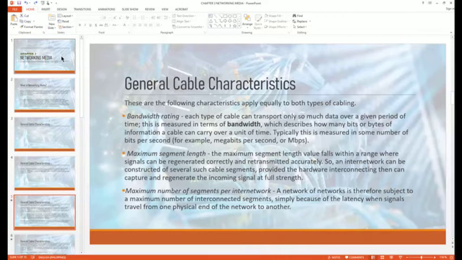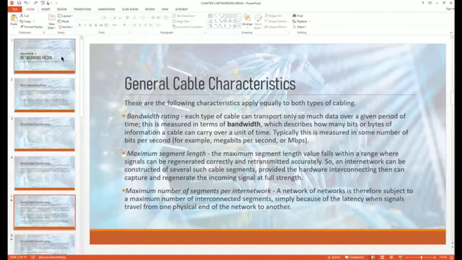First, the bandwidth rating. Each type of cable can transport only so much data over a given period of time. This is measured in terms of bandwidth, which describes how many bits or bytes of information a cable can carry over a unit of time. Typically, this is measured in some number of bits per second, for example, megabits per second or Mbps.